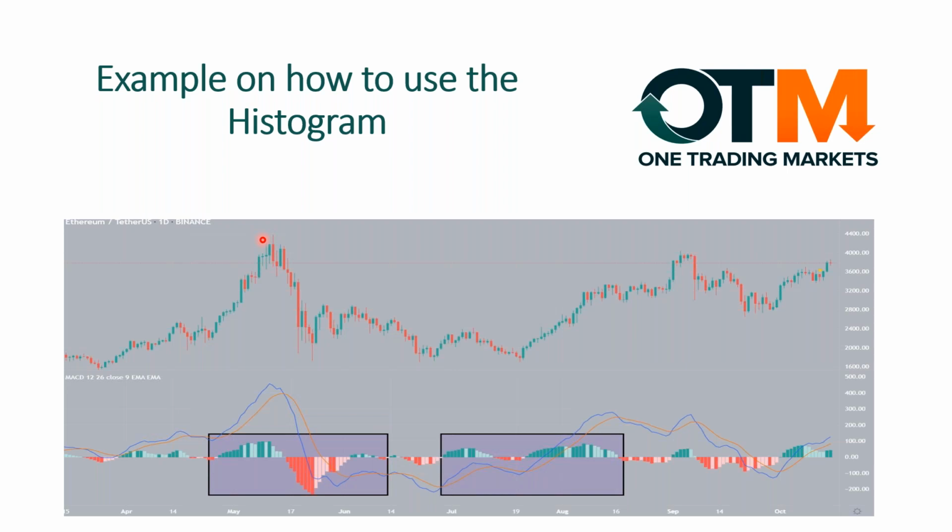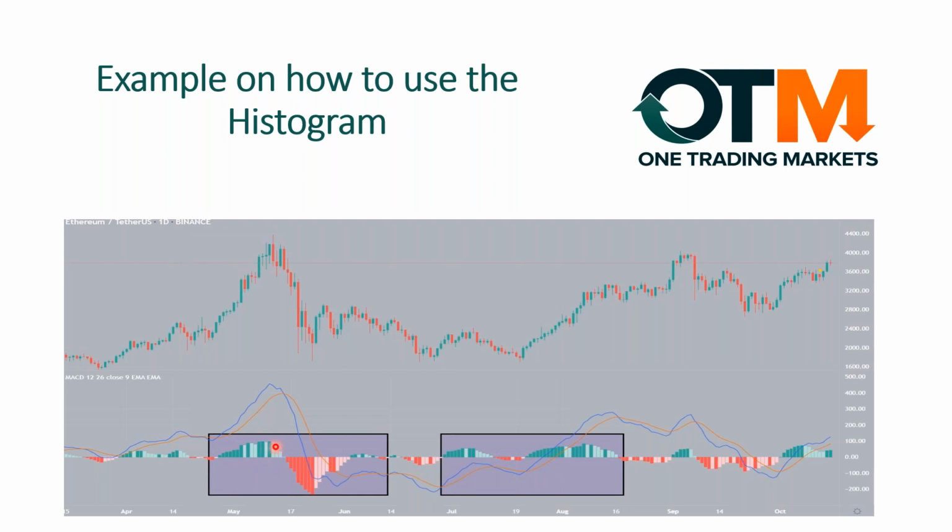So the second use of the histogram is that it tells us when our buying or selling position, like where we bought here, for example, is losing momentum. So the trend could be changing from bullish to bearish. Notice here how we started losing momentum.